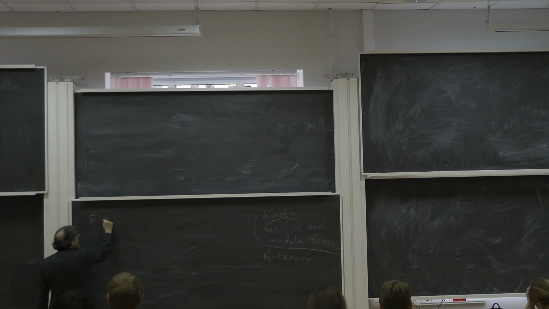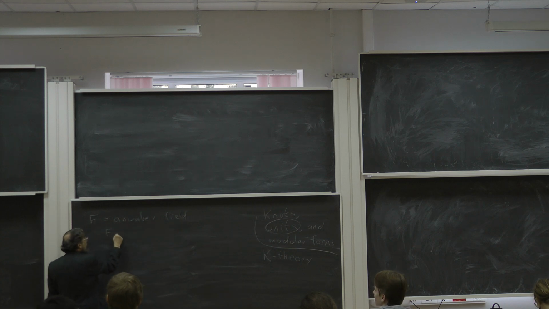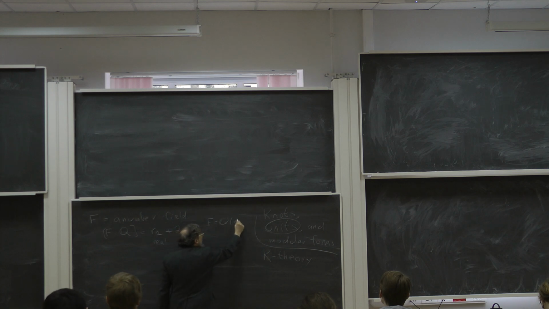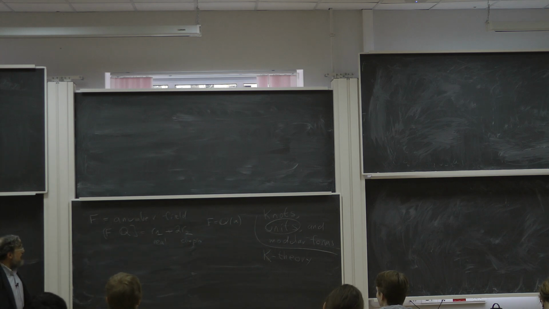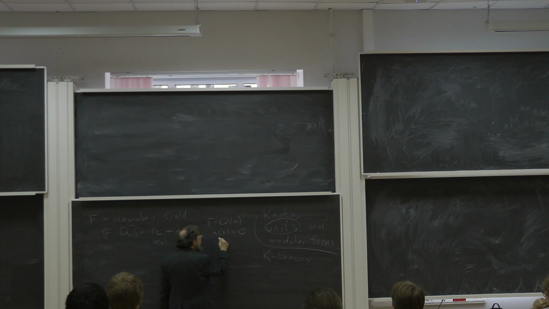So we start with a number field. That means a finite extension of the rational numbers. So the degree is some number which is traditionally written R1 plus 2R2. This means you have R1 real embeddings and 2R2 non-real complex embeddings. Or at a more elementary level, any number field can be obtained by adjoining to Q a single algebraic number which satisfies some polynomial equation which is irreducible over Q.